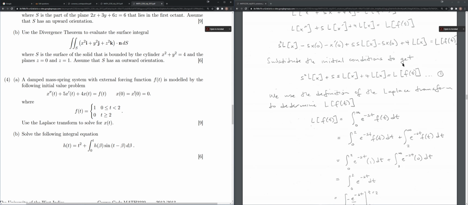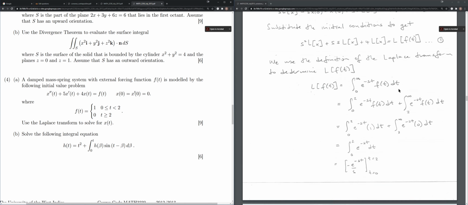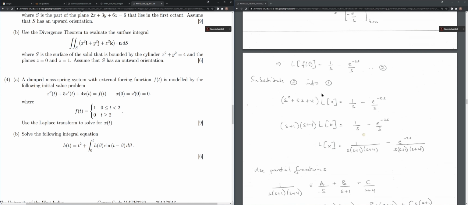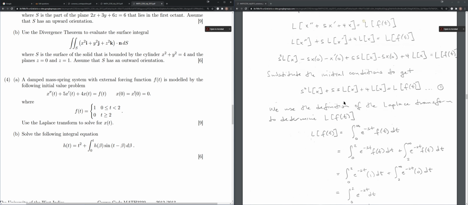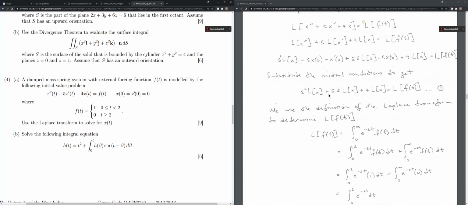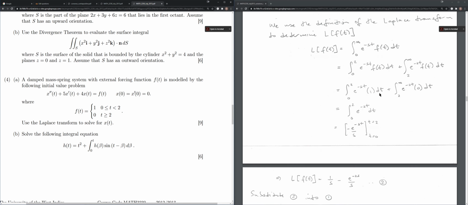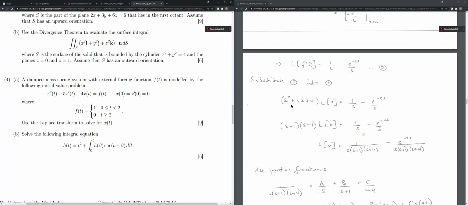Now that I know what this Laplace of f of t is, I can substitute it into equation 1. I substitute this expression for Laplace of f of t into equation 1, and what I do now is factor the Laplace of x on the left-hand side. Factoring the Laplace of x gives me s squared plus 5s plus 4, and then I have my Laplace of f of t.